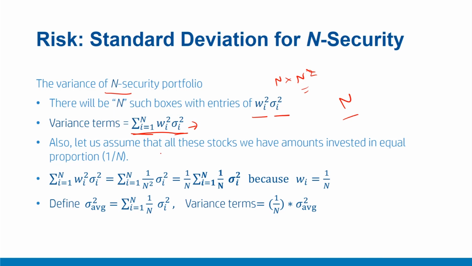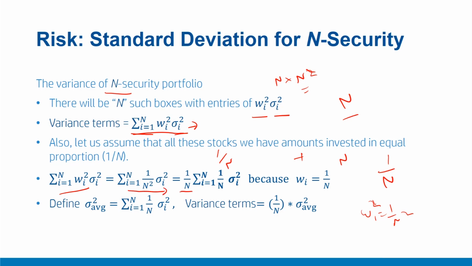Now to simplify the situation, let us assume that all these securities have equal investment, that is 1 by n proportion. That means since there are n securities, and if I invest an equal amount in each security, the proportionate amount invested in each security will be 1 by n. With that assumption, my wi is equal to 1 upon n, and therefore wi square will become 1 upon n square, and therefore a term like this will be simplified into this.